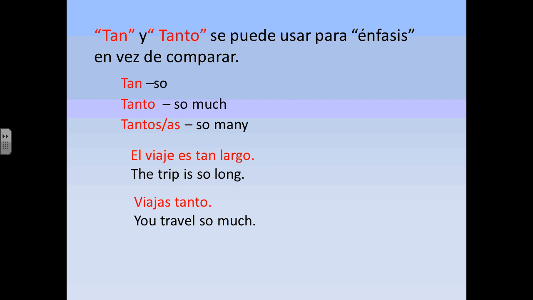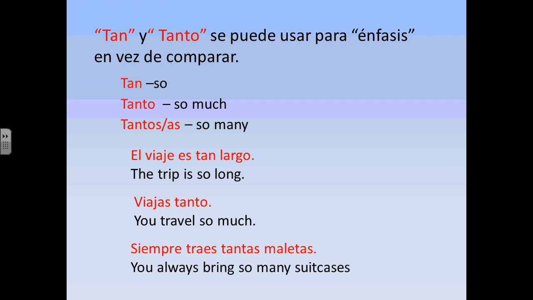Viajas tanto. Okay, most of the time tanto is being used with a verb. Y después tenemos siempre traes tantas maletas. So you always bring so many suitcases. And if you see, tan right here is agreeing with the adjective here. Tanto, a lot of times, goes with a verb. And then we have tantas, which is agreeing with the noun in the situation. So when you have tantas or tantos with a noun, you would make it agree with it.